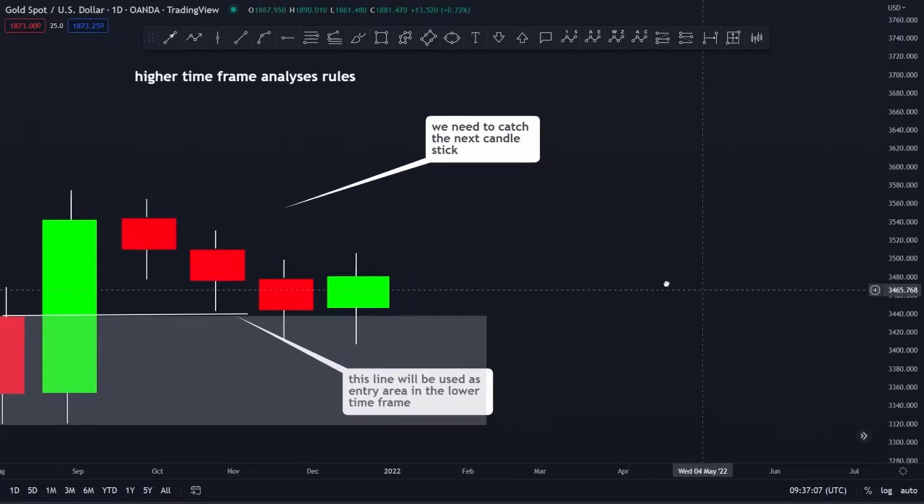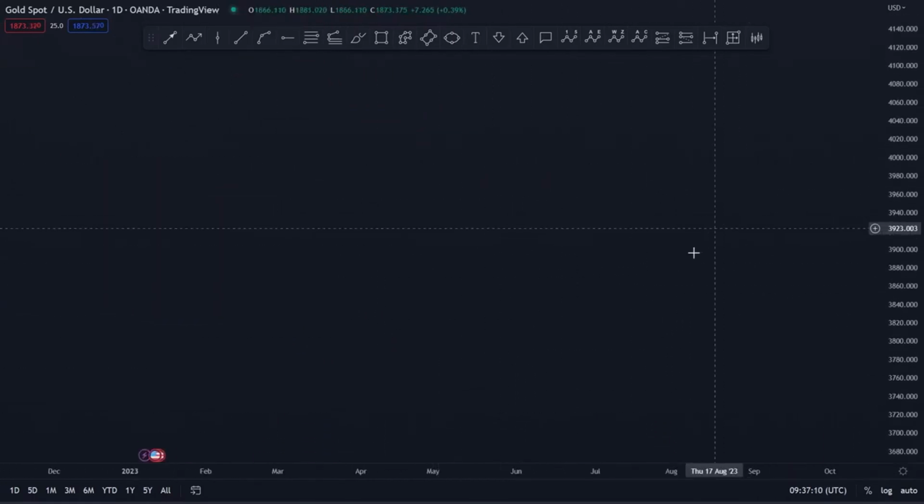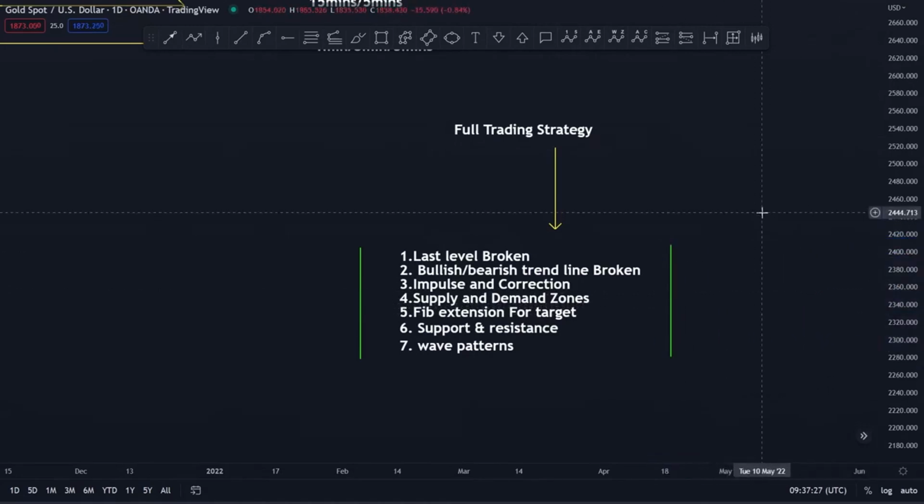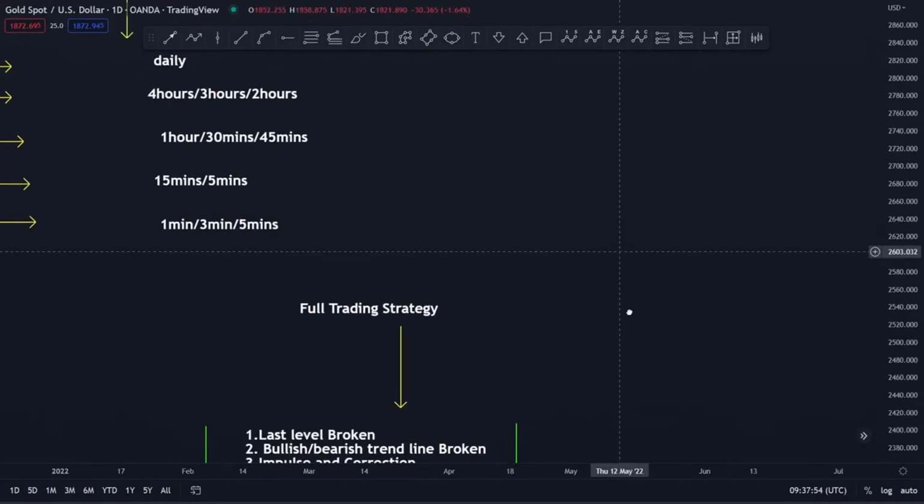So let's go over the rules again. Right now, I gave you an intro to what we're going to do from the higher time frame to the lower time frame. So that means you understand the time frames and what we need in the higher time frame and in the lower time frame. You don't have to worry, because I'm just going to show you some examples. So the first rule that we need to understand is the last level being broken. Okay, let me show you what I mean by that.